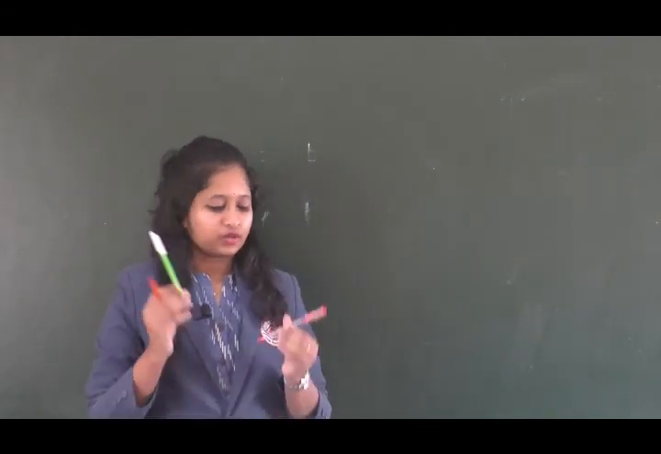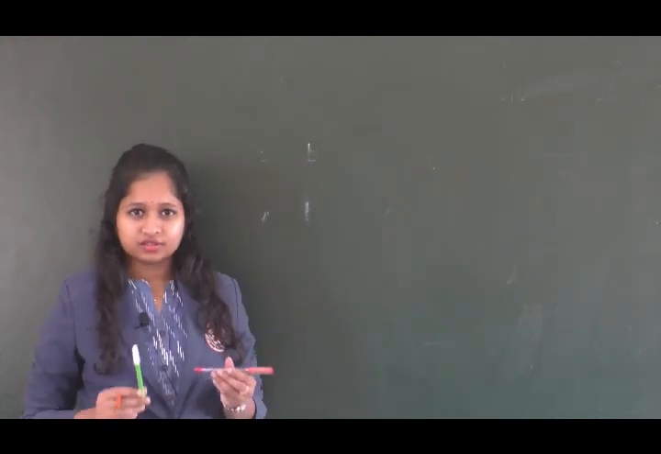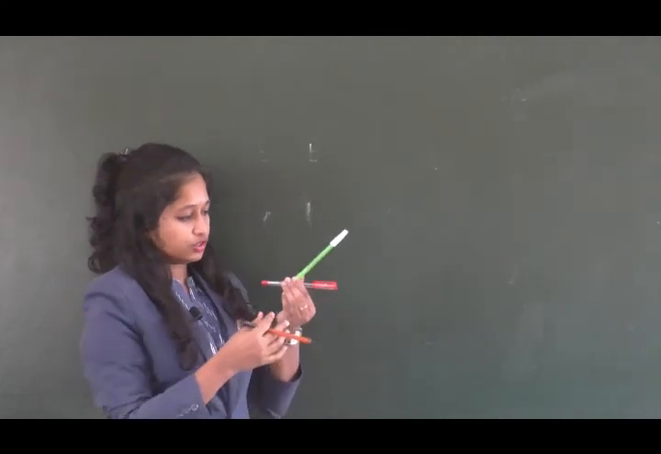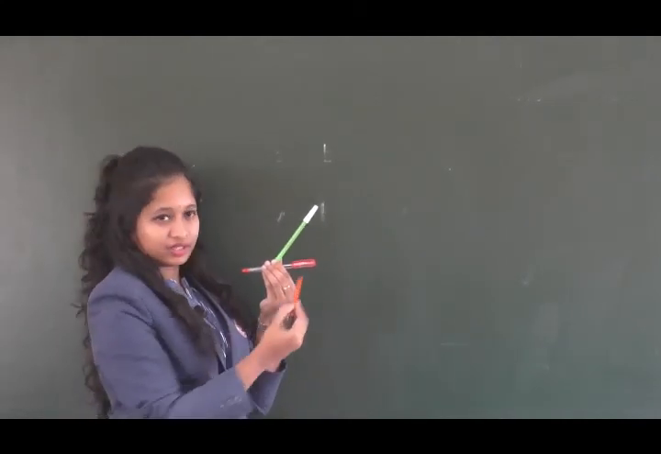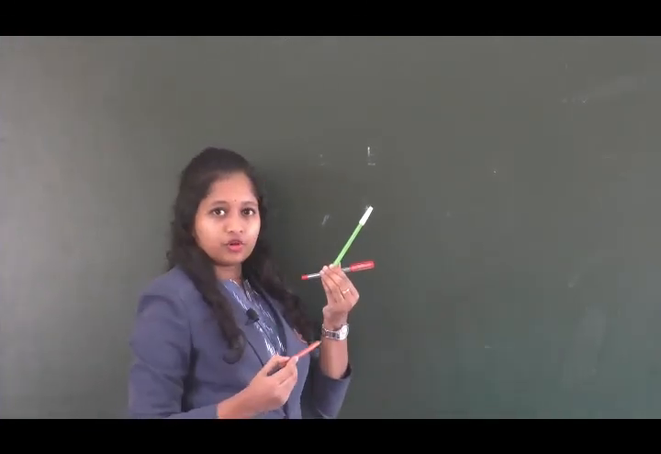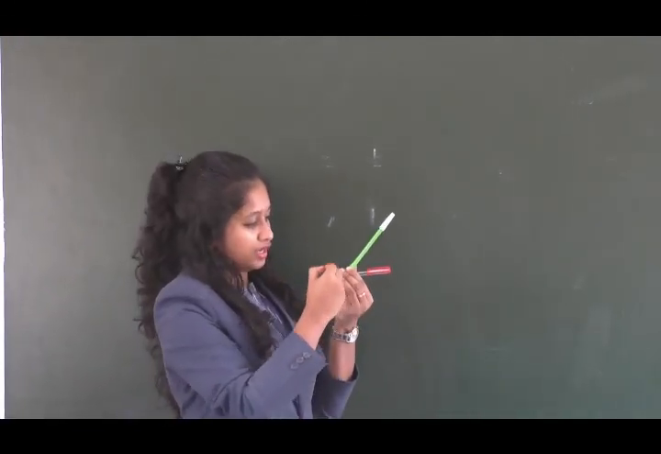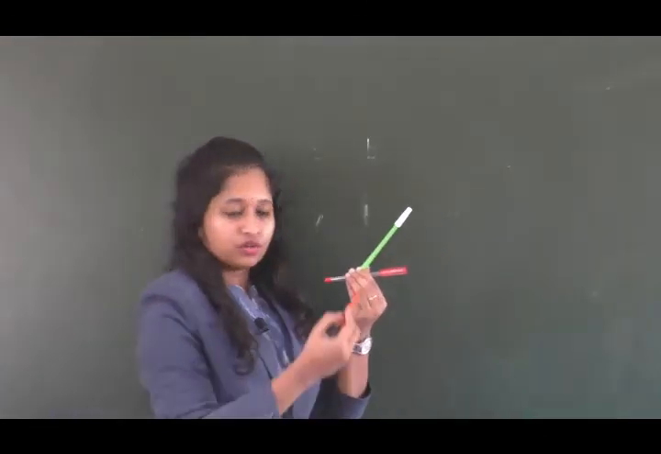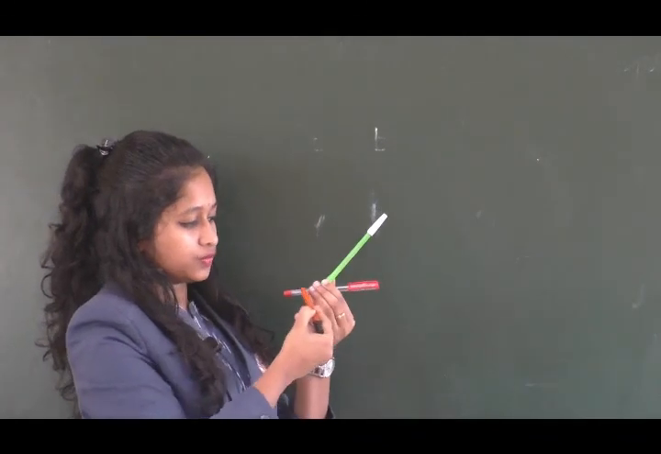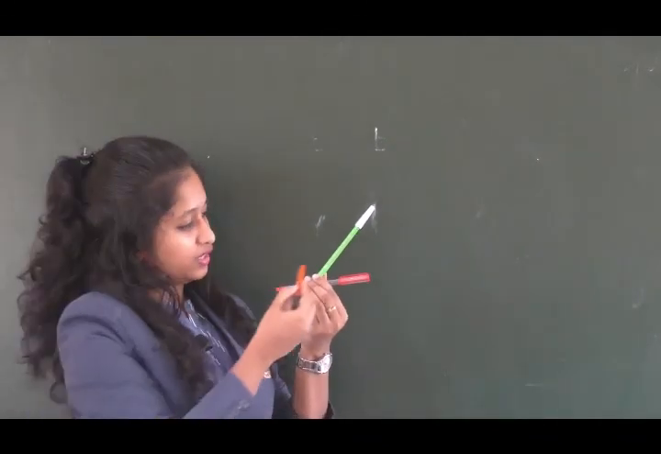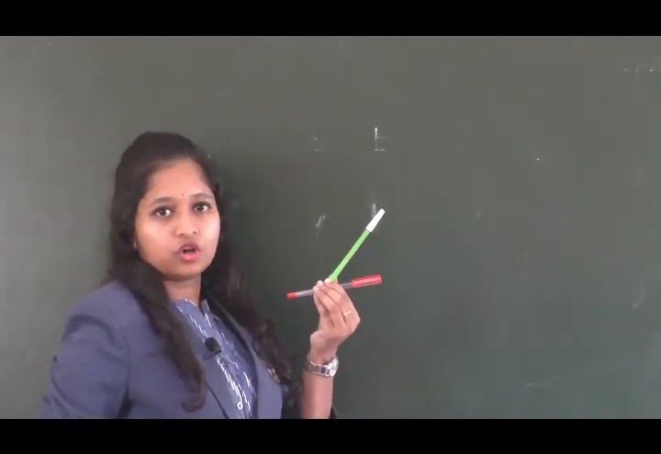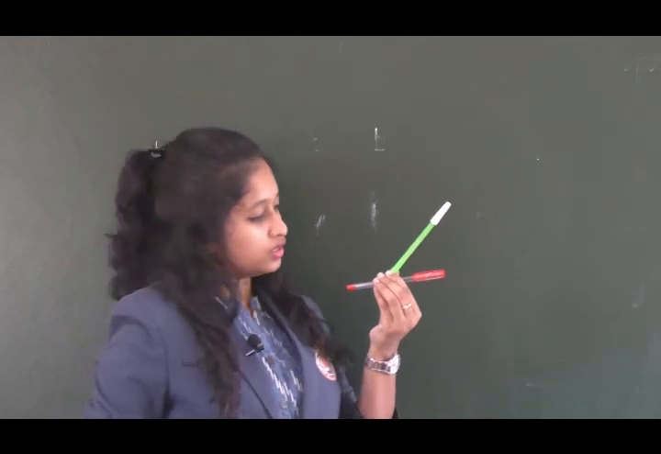So I have 3 pens here. Now here, if you observe, this is a straight line, and this line forms an angle here and here, isn't it? Now what type of angles have formed? They are adjacent angles. This is the common arm, isn't it?